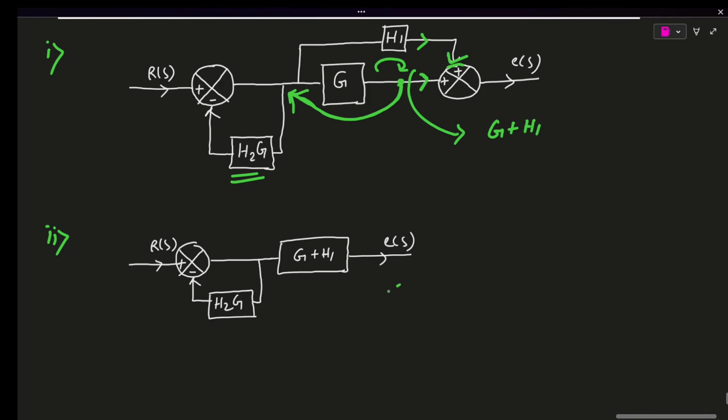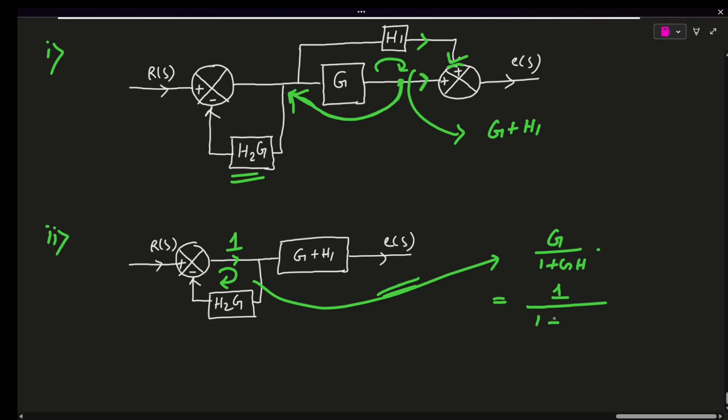So this one is our modified diagram, and here you can see that this one is in a negative feedback loop and no forward path gain is there, so we will consider it as 1. So from this block we will apply the formula G by 1 plus GH. So here the value of G will be 1 as there are no forward path gain, by 1 plus the value of G will be 1 and the value of H is H2 into G.